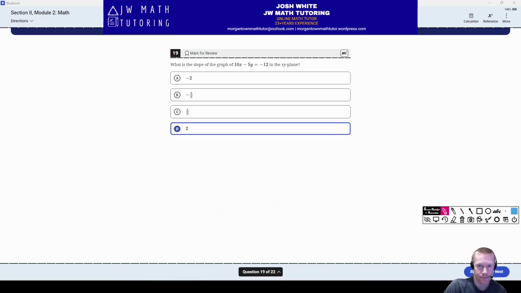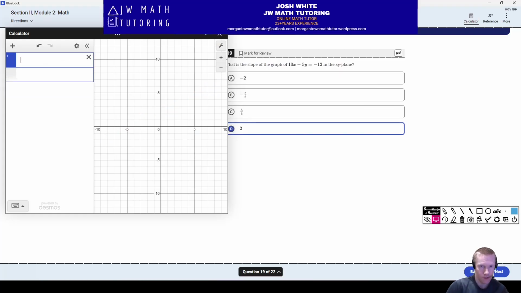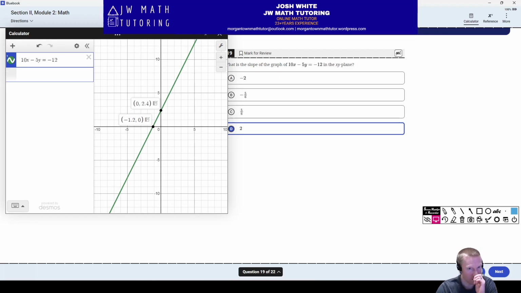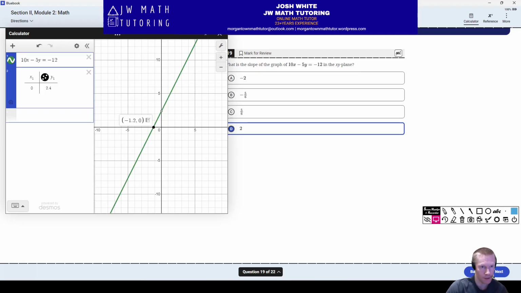Now, if you wanted to do this in Desmos, what we'd have to do is, let's see here. First, graph the line. Okay. Then you have to pick these two intercepts, make a table. What's going on here? Okay, so we got our first one, and we got this one, negative 1.2 comma 0.